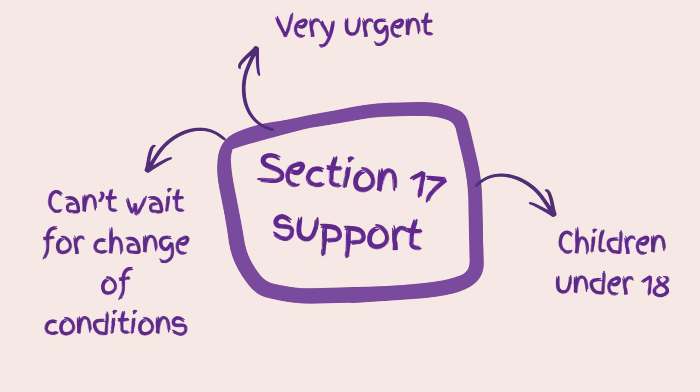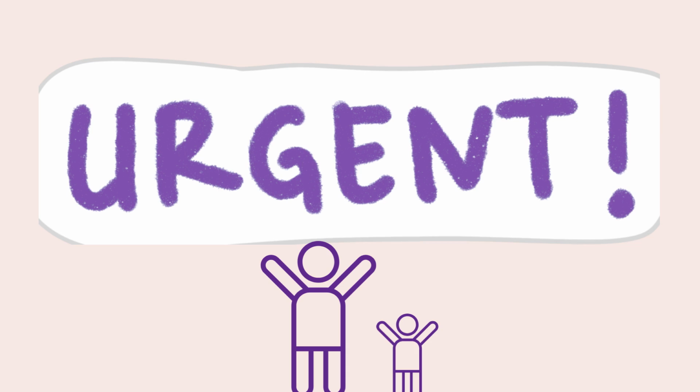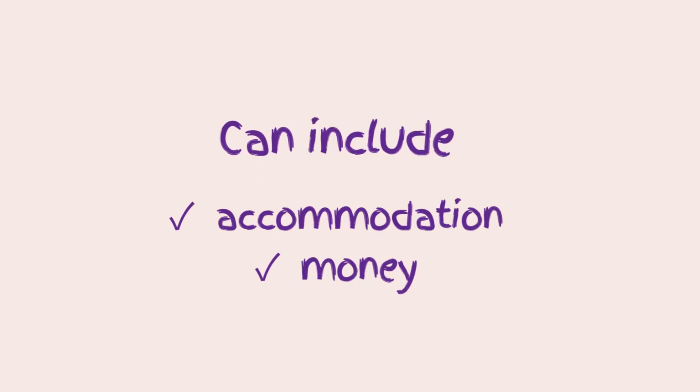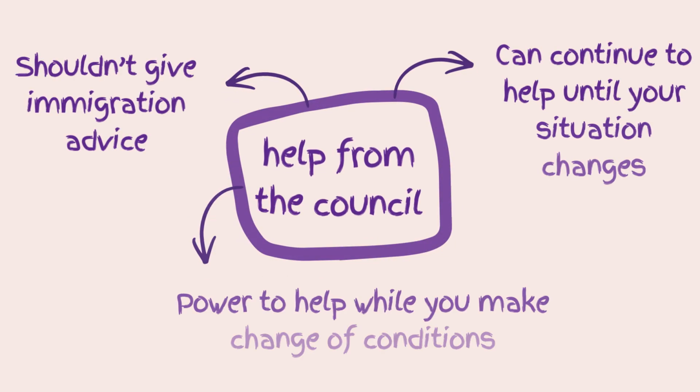If your situation is very urgent, for example, if you are homeless or you don't have enough food or other essentials, you might not be able to wait for a change of conditions application to be processed. If this is your situation and you have children under 18 living with you, you may be able to ask social services or the No Recourse to Public Funds team within your local council for help under a law called Section 17 of the Children Act 1989. Under Section 17, the Council can provide accommodation, money and other support. Some people apply for both a change of conditions and for Section 17 support, depending on their circumstances.